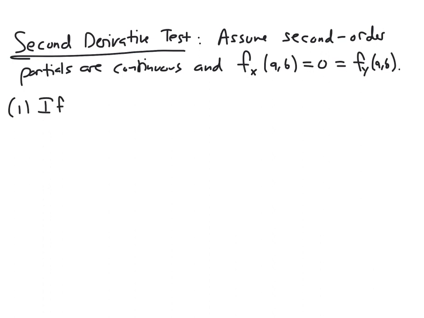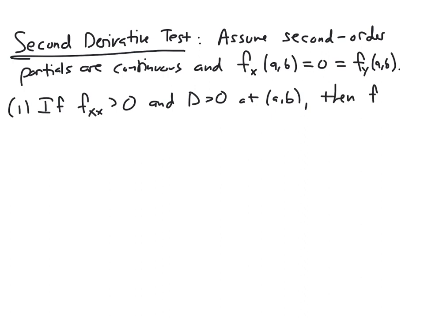So first, if the second order derivative fxx is positive, and our discriminant D, which we just defined, is positive at the point AB. So this means if we plug AB into both the second derivative fxx and the discriminant, we get both positive values. Well, then f is going to have a local min at the point AB. So this is how we're going to check if something is a local minimum. We're going to check if the second derivative fxx and the discriminant are both positive.